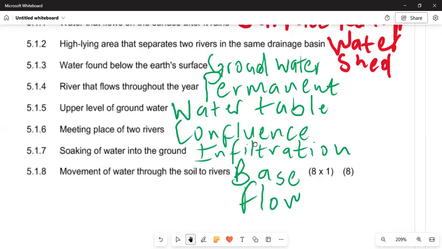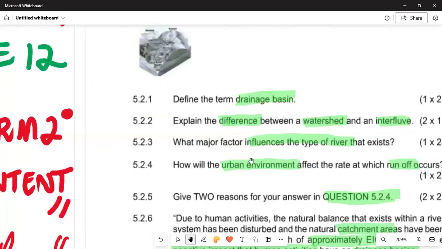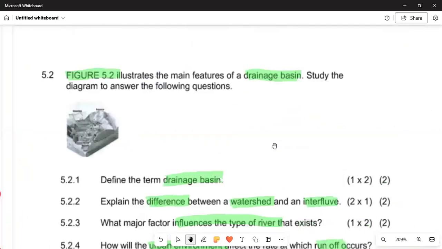All right. Then I would want us again to move to the other question, which needs now our attention. They say in this figure 5.2 illustrate the main feature of the drainage basin. Study the diagram and answer the question. So you can see this is the picture that is presented, but we will not dwell much on it because it is not much more visible.